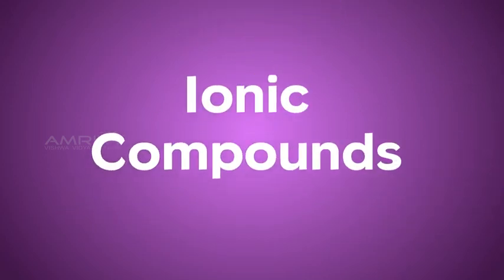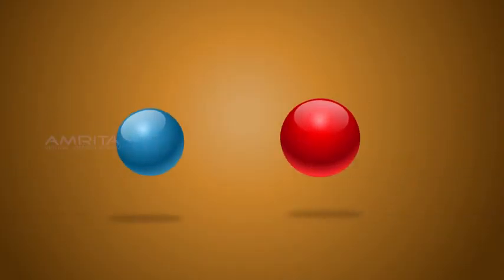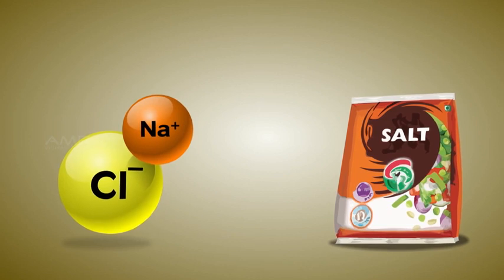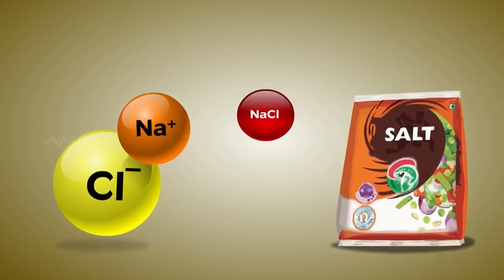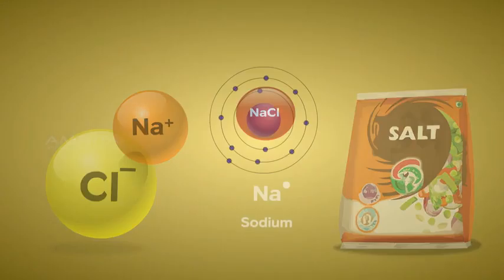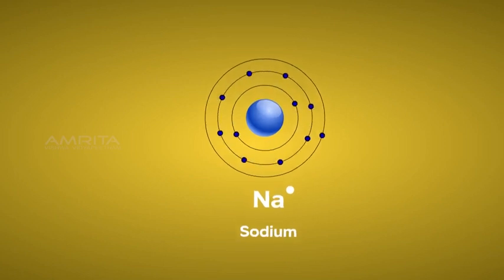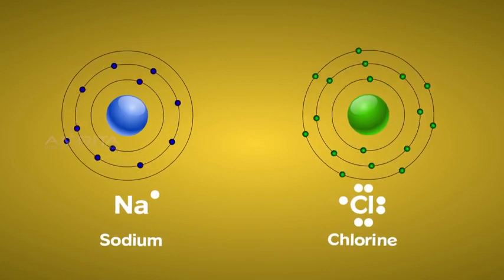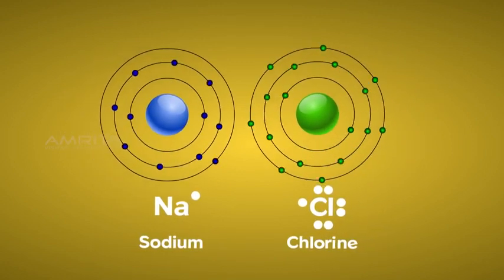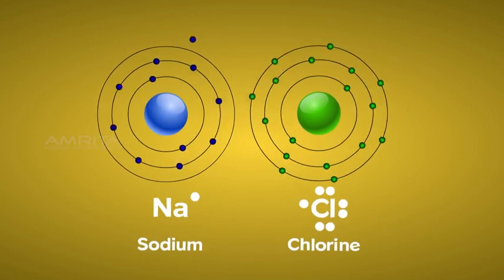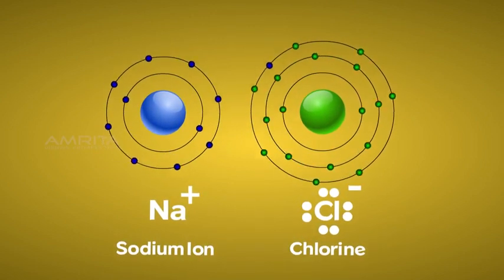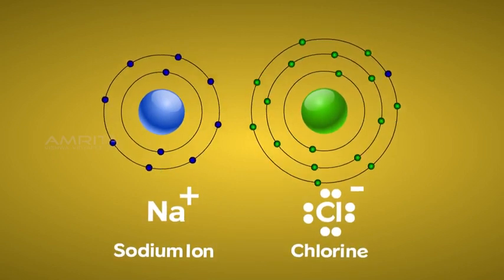Ionic compounds. Ionic compounds contain ions that are held together by the force of attraction between oppositely charged ions. Sodium chloride, or common salt, is a good example of an ionic compound. Sodium atom has 1 electron in its valence shell and chlorine atom has 7 electrons in its valence shell. When these atoms collide with each other, the sodium atom loses its valence electron and becomes a positively charged sodium ion and attains stable octet configuration.